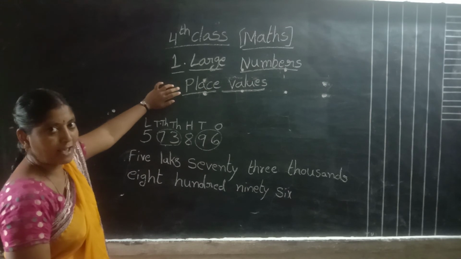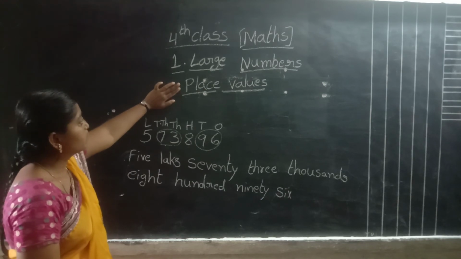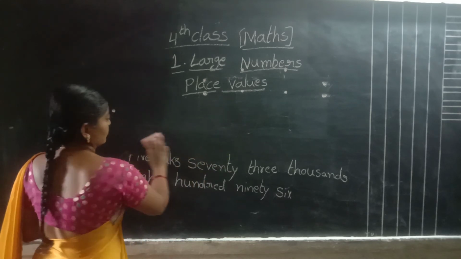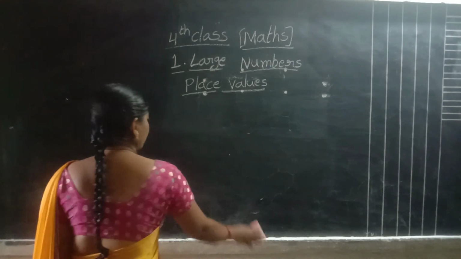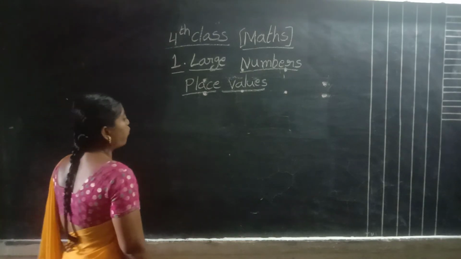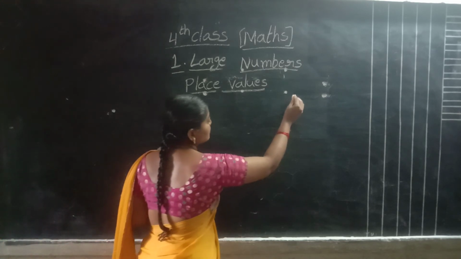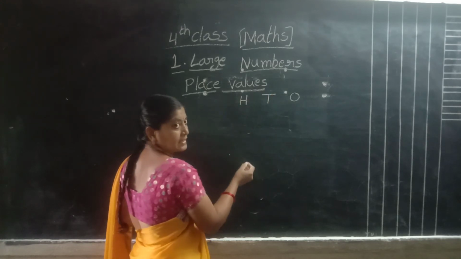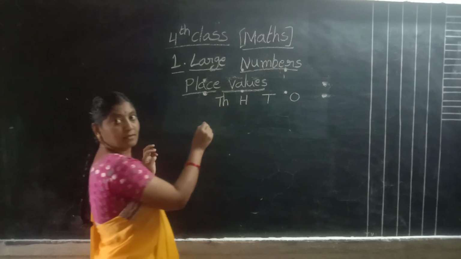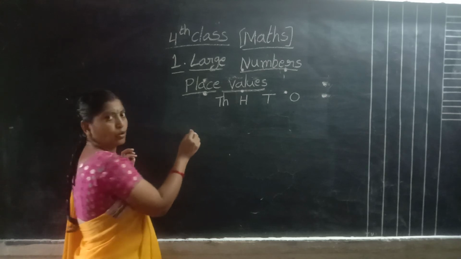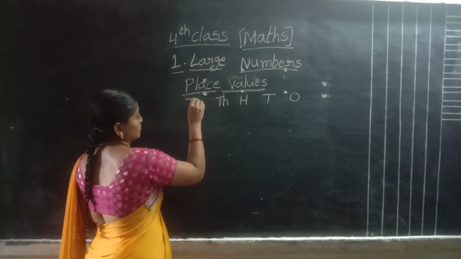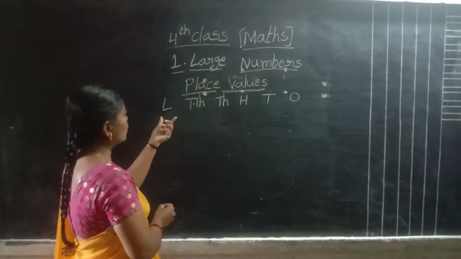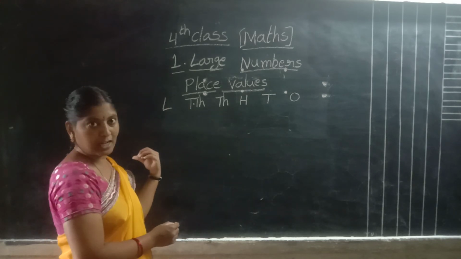That is the use of place values. So you must learn the place values. Okay? Where to start from in place values? From ones place. Ones. Next comes tens, hundreds, thousands, 10,000s, lakhs. Okay. So according to these place values, we will write the number names.